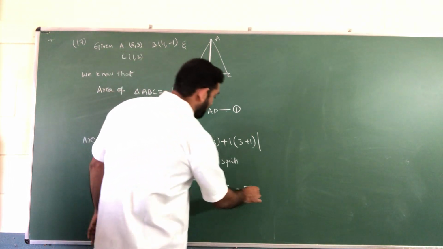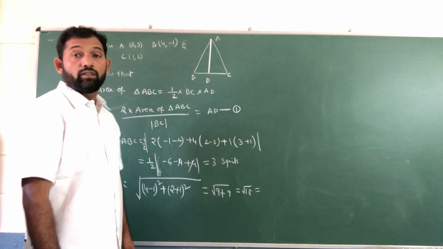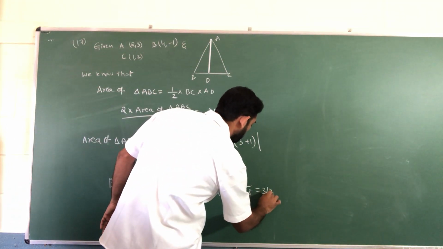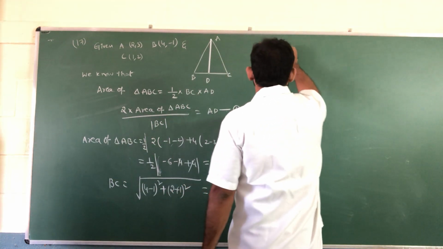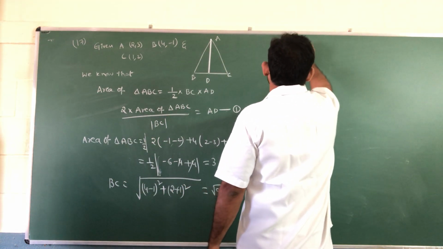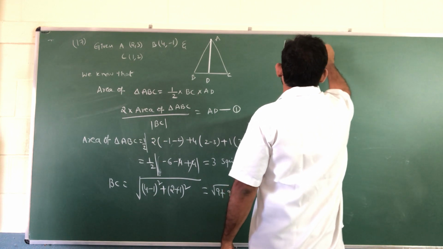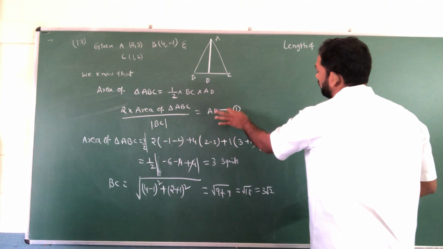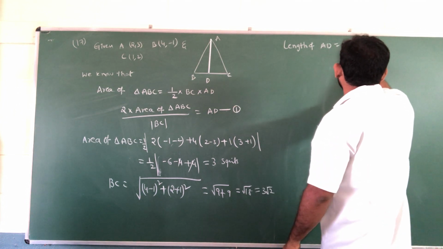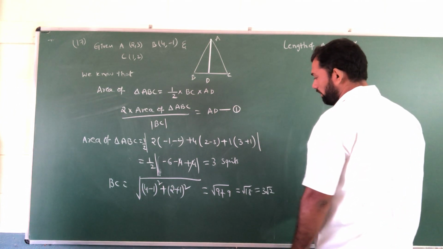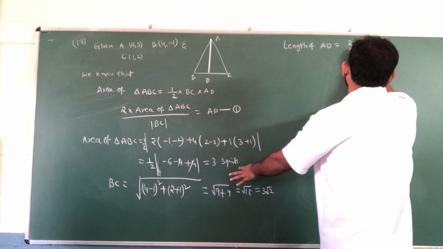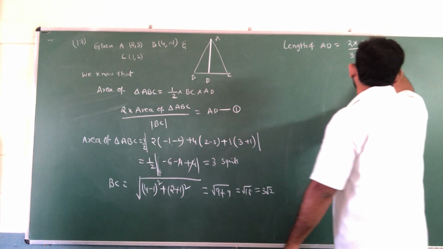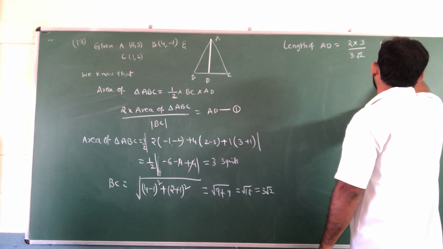Root 18 can be written as 9 into 2, which means 3 root 2. So the length of AD equals 2 into the area of the triangle. The area of the triangle is what? 3 divided by, so 3 into root, from equation number 1.